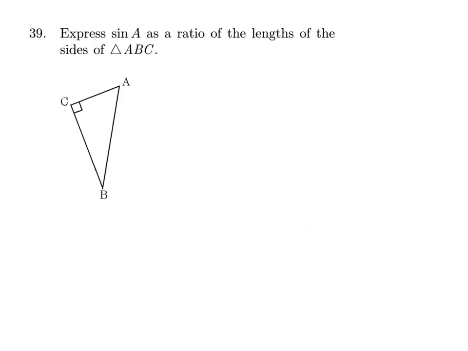Express sine of A as a ratio of the lengths of the sides of ABC. Okay, so sine of A is equal to, here's A, it's opposite, so it's BC or CB, over the hypotenuse, which is AB. Alrighty, done with that.